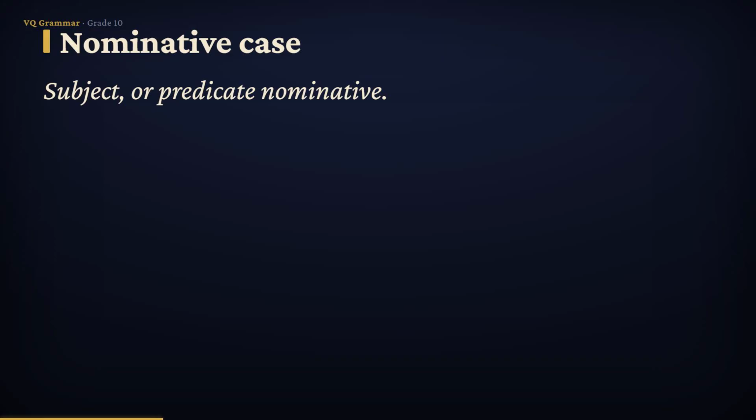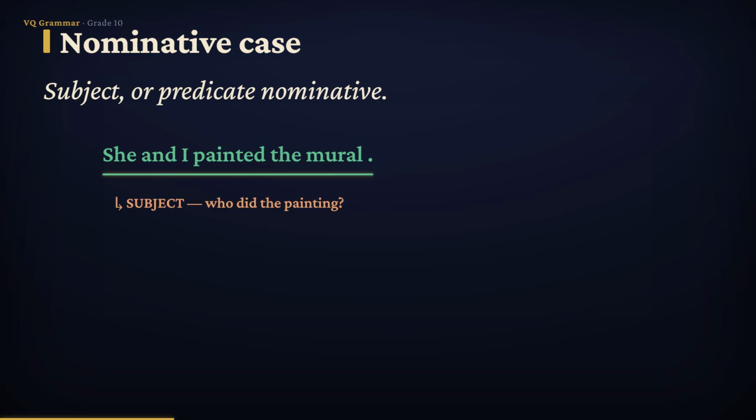Reach for the nominative case when the pronoun is the one doing the action, when it is the subject of the verb. She and I painted the mural. Who painted? She and I did, so both pronouns are subjects and both are nominative. Try the wrong forms for a second. Her and me painted the mural, and your ear flinches immediately.